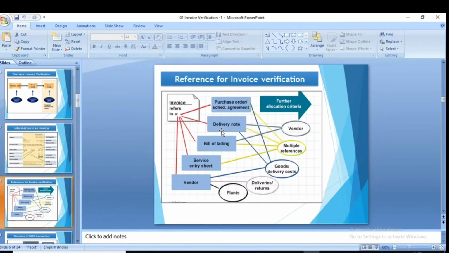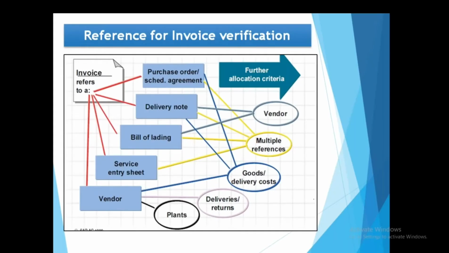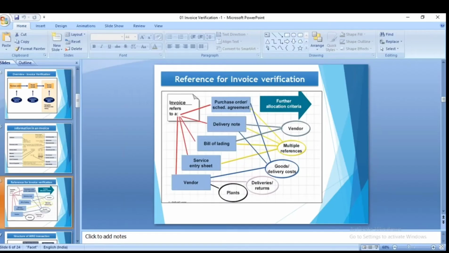While doing the invoice verification, normally we are referring to a purchase order. But instead of referring to a purchase order, you can refer to a delivery note, bill of lading, even a service entry sheet, and even a vendor. I'll show you this, here, what you can refer to.